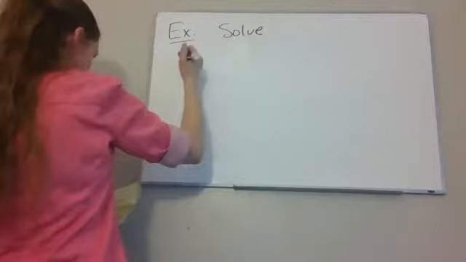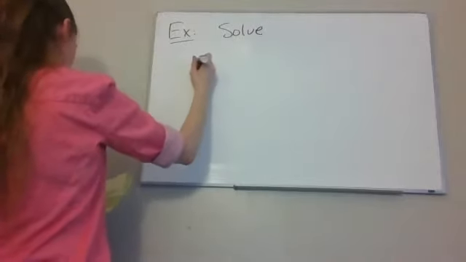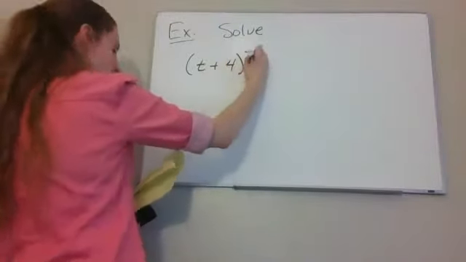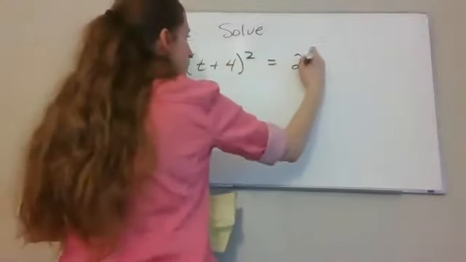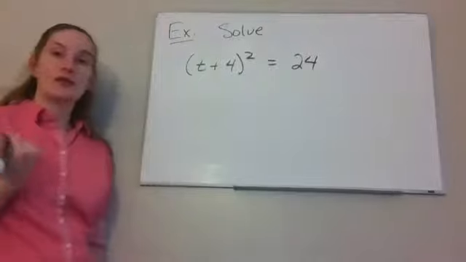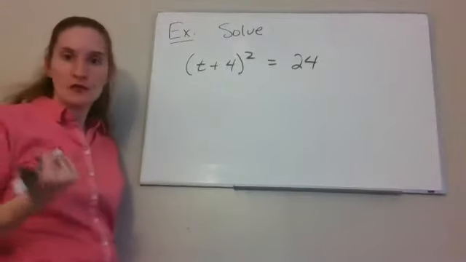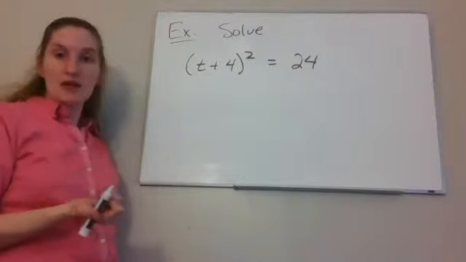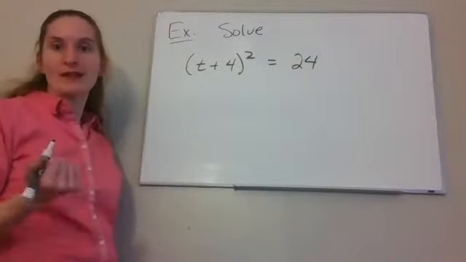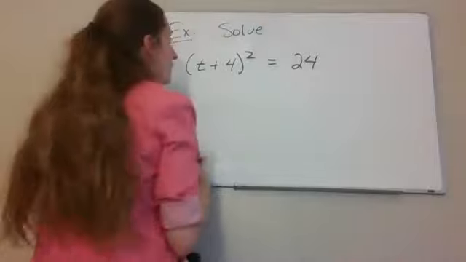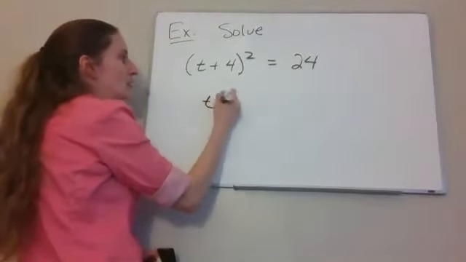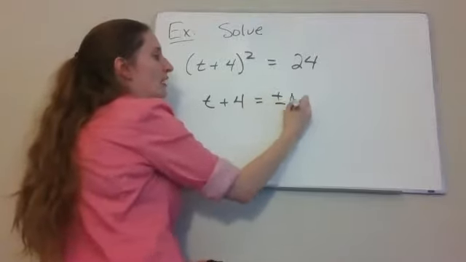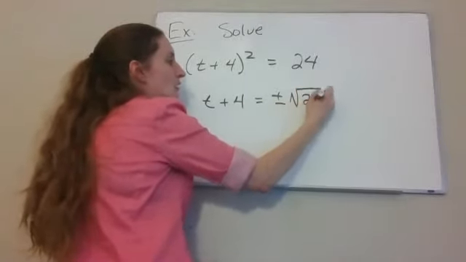Let's solve the quadratic equation t plus 4 in parentheses squared equals 24. And now your first instinct might be to try to distribute that t plus 4 in parentheses squared. But we're going to use the square root property to solve this instead. I can take the square root of both sides of my equation to get t plus 4 equals plus or minus the square root of 24.